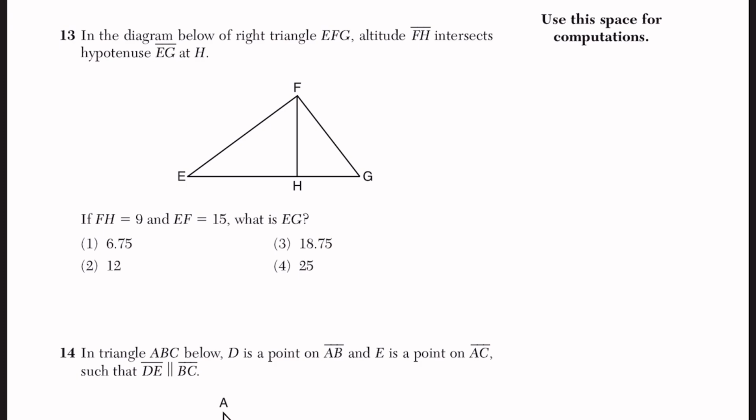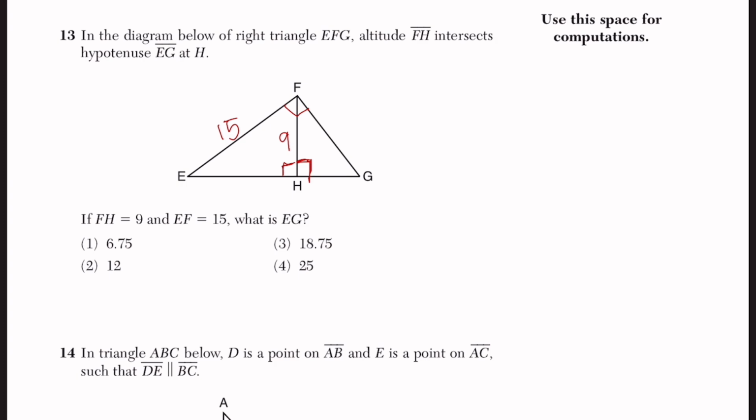Question 13. In the diagram below of right triangle EFG, altitude FH intersects hypotenuse EG at H. If FH equals 9 and EF equals 15, what is EG? So for this question, we know that this is a right angle, this is a right angle, and this is also going to be a right angle. We know that this is 9 and this is 15, right?